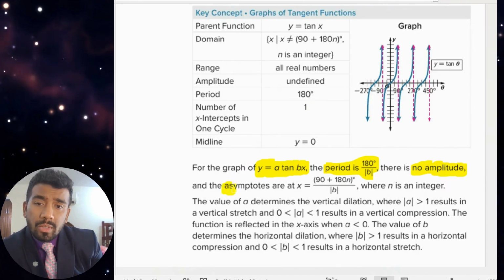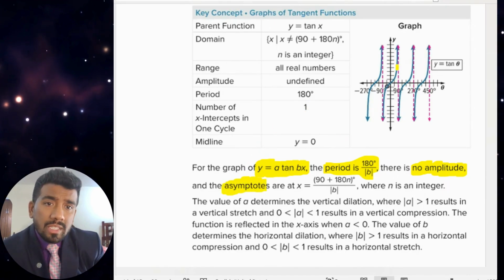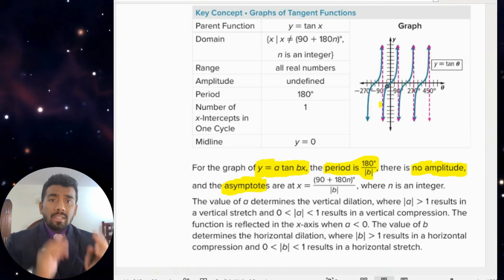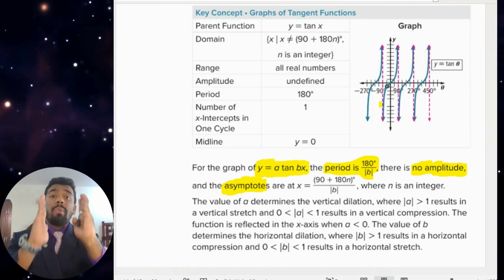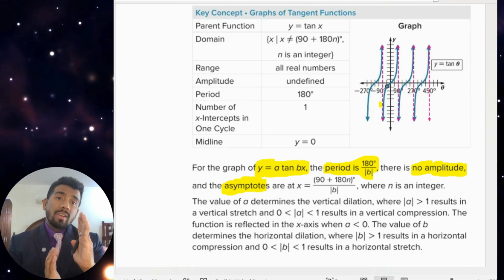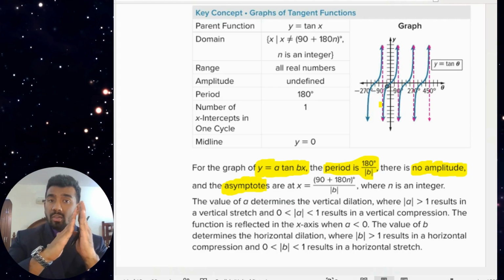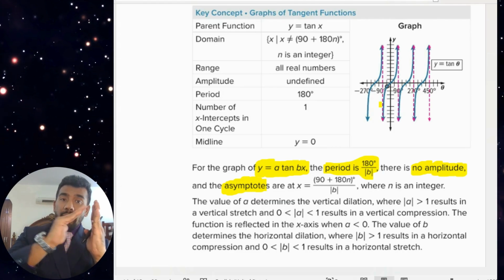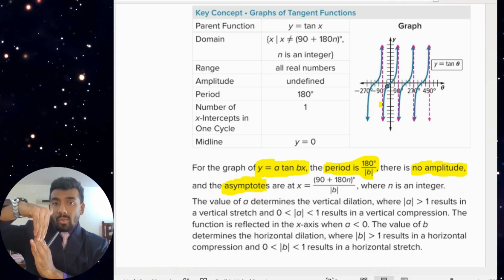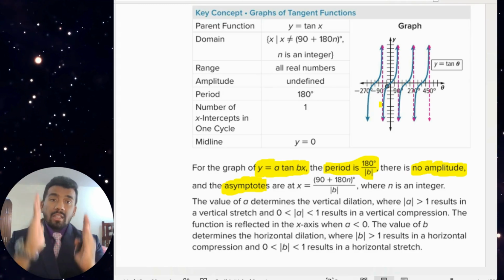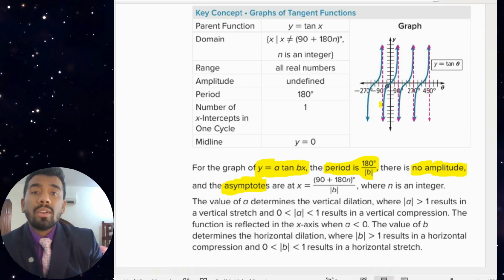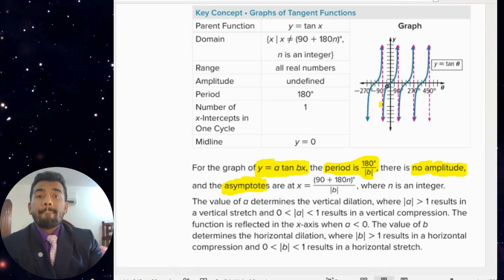Next is asymptote. What is an asymptote? The asymptote is this pink line. Can you see this pink line? They are the lines which create boundaries. The tan function cannot cross it and neither can it touch it. It just gets closer to it while going up and just gets closer to it while going down. It can't touch it. It's just like a boundary of your function.